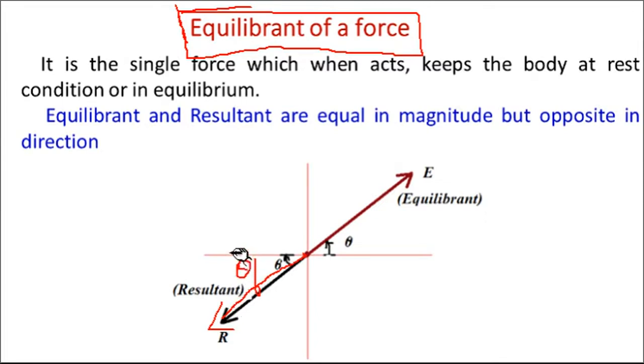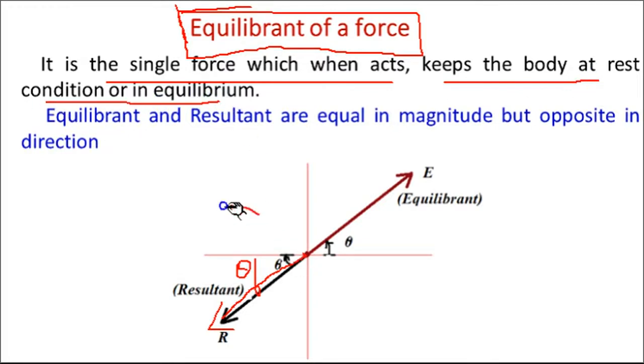Now, the important point is that you should keep the system at rest. So the equilibrant is a single force which, when it acts, keeps the body at rest or in equilibrium. Suppose only the single resultant force is present here; the body cannot be in equilibrium. So we should apply an equal and opposite force to that particular resultant, and that is called the equilibrant.